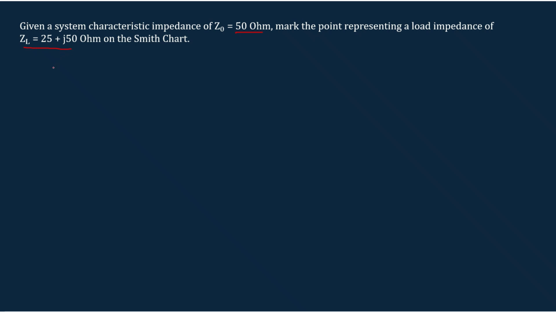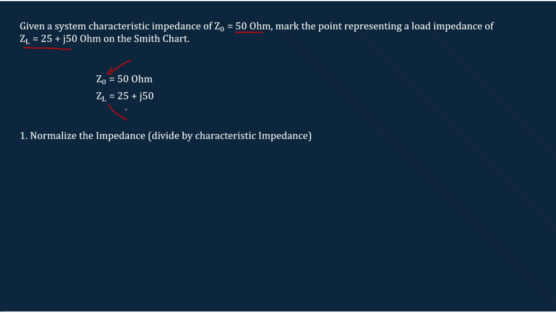So what you have to do is first point out the characteristic impedance and the load impedance. The first step is normalization of the impedance. Normalization means dividing the load impedance by Z0, that is, finding the z. Just divide 25 plus j50 by 50. It will result in 0.5 plus 1j. So this is the impedance we have to plot on the Smith chart.